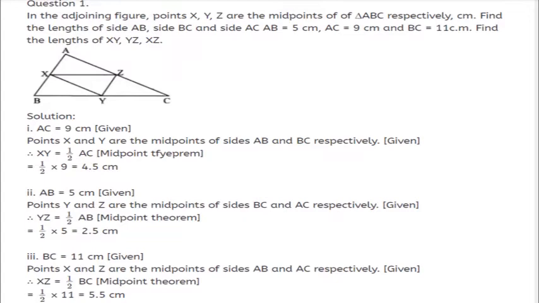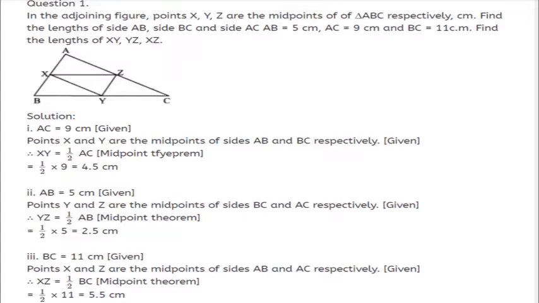Now coming to the second one, AB is equal to 5 centimeters is given. Points Y and Z are the midpoints of sides BC and AC respectively. Therefore, in triangle ABC, YZ is equal to half of the third side AB, because we have taken the line segment YZ. The third side is AB. By midpoint theorem, YZ is equal to half of AB. That is equal to half of 5, which is 2.5 centimeters.